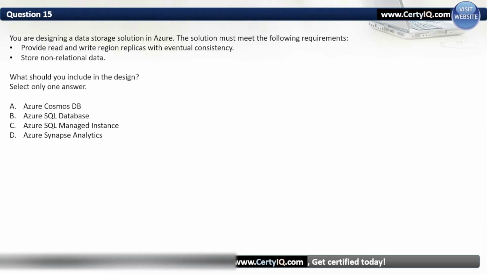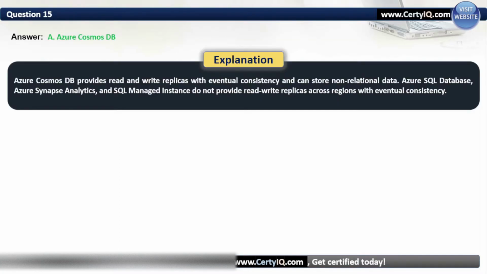The correct option is A. Azure Cosmos DB. Azure Cosmos DB provides read and write replicas with eventual consistency and can store non-relational data. Azure SQL Database, Azure Synapse Analytics, and SQL Managed Instance do not provide read-write replicas across regions with eventual consistency.